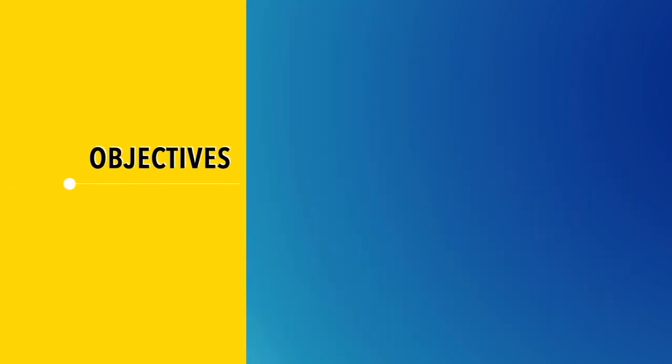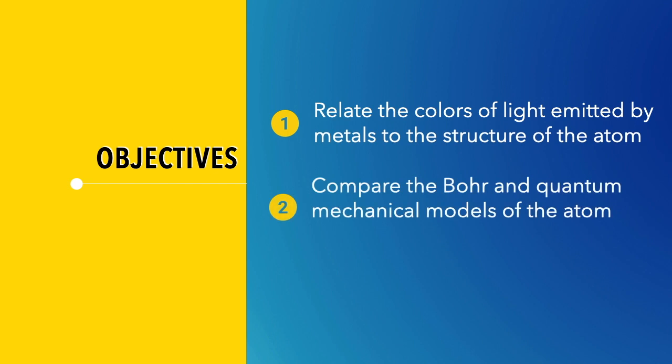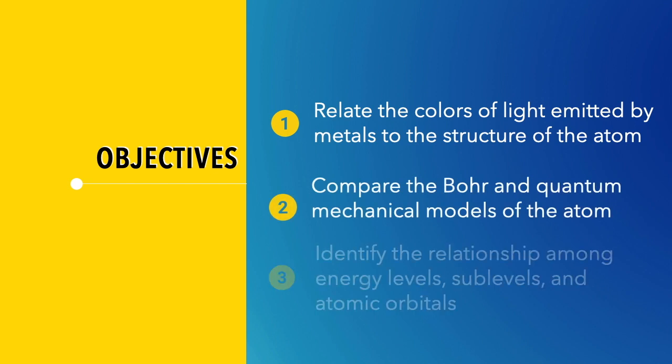May tatlong objectives tayo sa lesson na to. Una, relate the colors of light emitted by metals to the structure of the atom. Pangalawa, compare the Bohr and quantum mechanical models of the atom. At pangatlo, identify the relationship among energy levels, sublevels, and atomic orbitals.